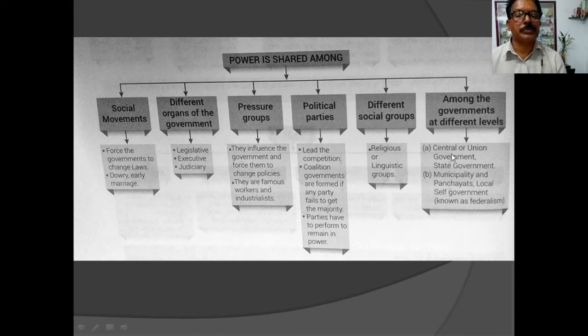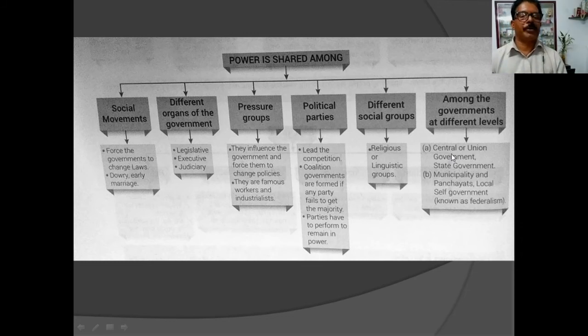So there are pressure groups, and the political parties lead the competition. Coalition governments are formed if one party fails to get a majority. So parties have to perform if they want to remain in power. So you find how power is shared by political parties, pressure groups and movements.